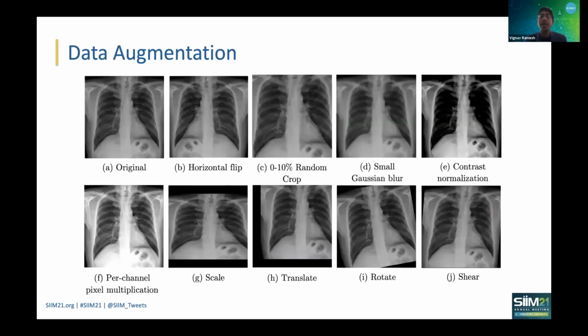Due to the scarcity of publicly available chest X-ray data with COVID-19 lung lesion annotations, we use data augmentation to improve model accuracy and reduce potential overfitting. So we implemented the 9 techniques shown in this diagram.